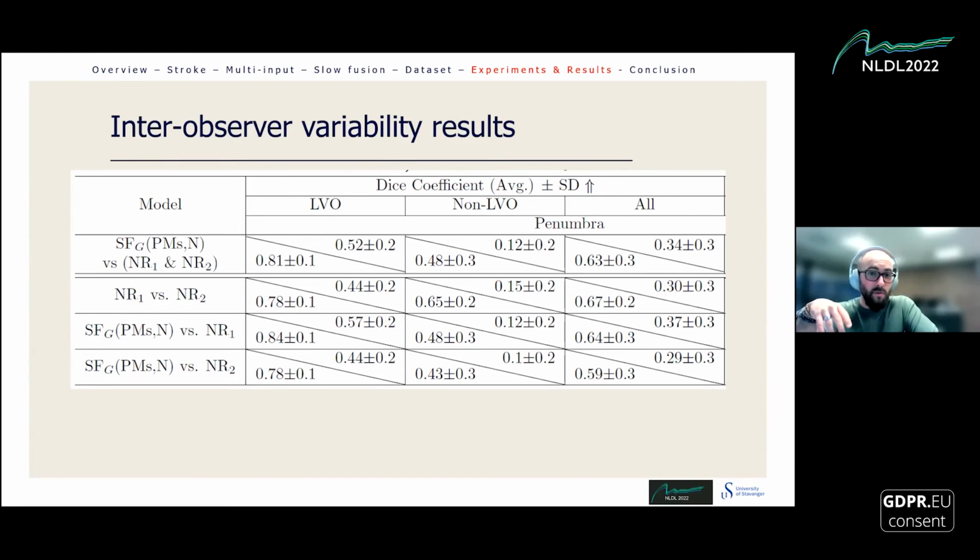neuroradiologists. We would also like to understand how good our predictions are in comparison with single neuroradiologists, to better understand how the model performs compared to an expert neuroradiologist. And we can see that the results are pretty similar to each other.